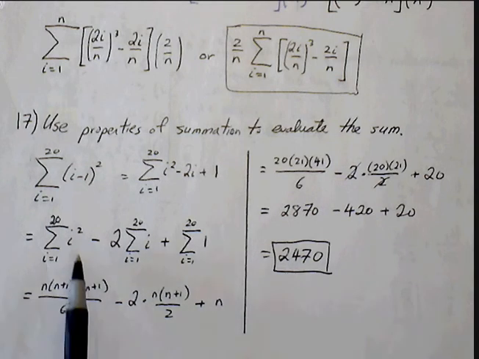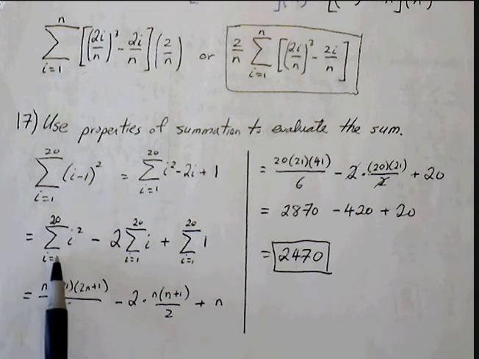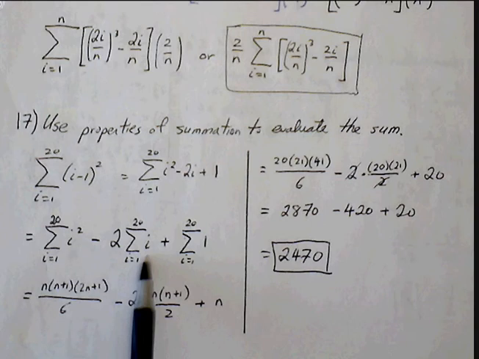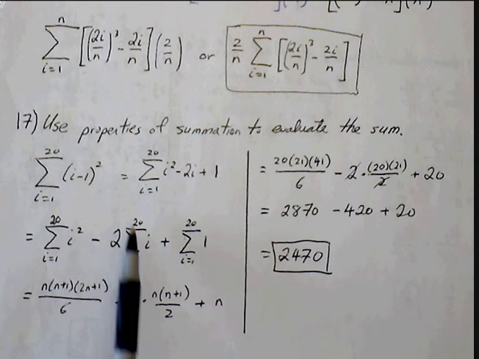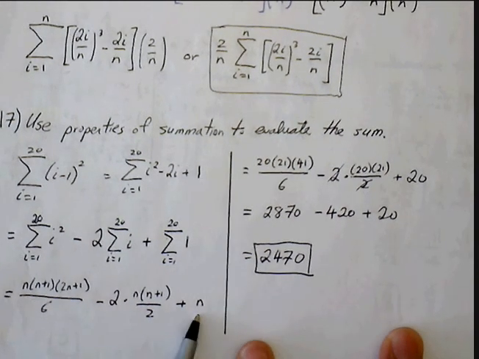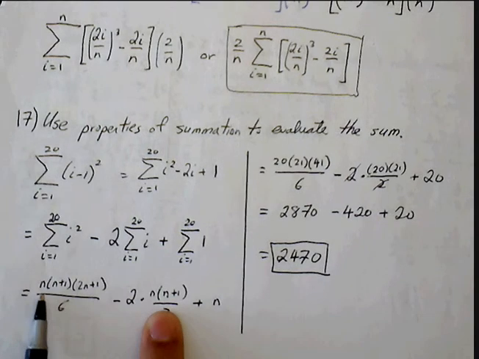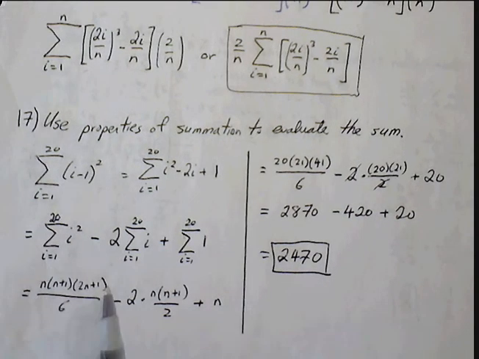Okay, so now replace i squared. We have a rule for the summation from 1 to n of i squared, which is n times n plus 1 times 2n plus 1 all over 6. We have a rule for the summation from 1 to n of i, which is n times n plus 1 over 2, and then the summation of 1, which is just going to be n. Okay. Now we do have values for our upper bound, so we can plug them in for n. So that's my next step.